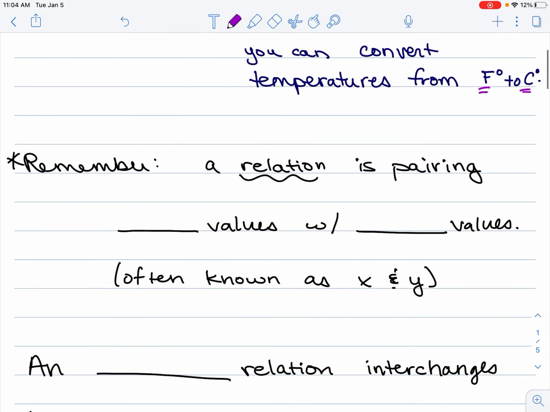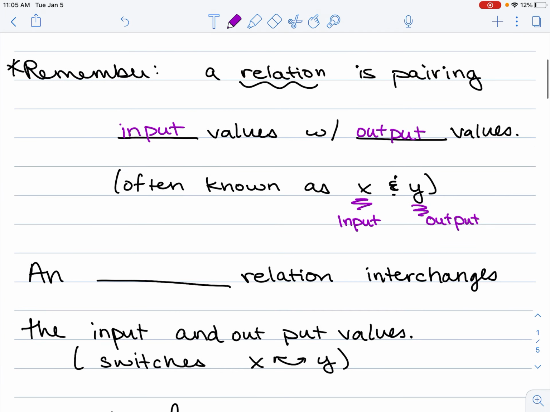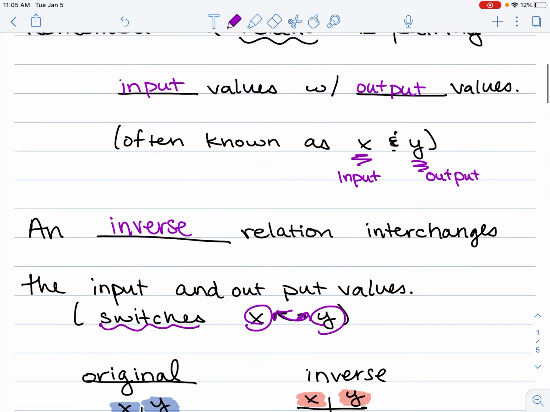So remember that a relation is pairing input values with output values. Usually we call this X and Y, where X is the input and Y is the output, traditionally. So an inverse relation interchanges the input and the output values. Basically, they're going to switch the X and the Y values and swap them.